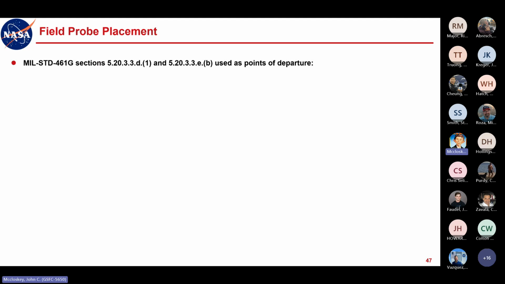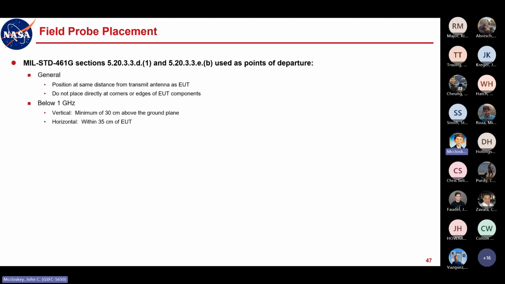I think we have a few minutes before our tornado drill, so let me go over probe placement. What do we got here? Oh, it's 10 o'clock now, so I'll talk real fast. The drill may start any moment. But just talking about field probe placement, you want to place it at the same distance from the transmit antenna as the EUT. Don't place it directly at corners or edges of the EUT components. Below 1 gigahertz, you want to place it a minimum of 30 centimeters above the ground plane, within 35 centimeters of the EUT horizontally, as we talked about earlier.